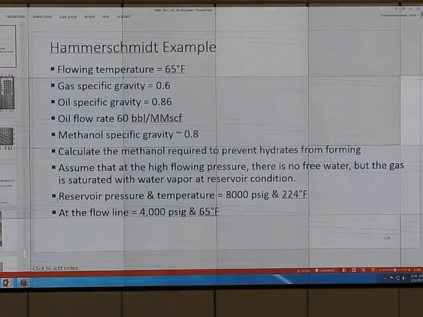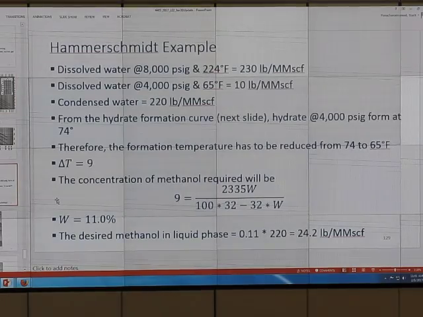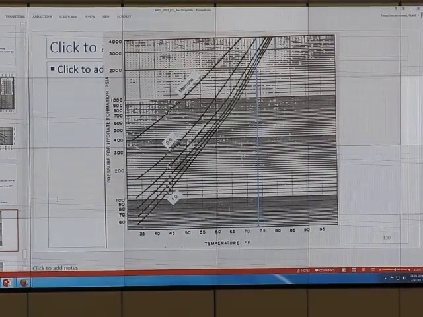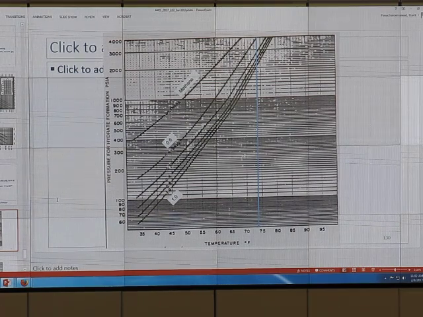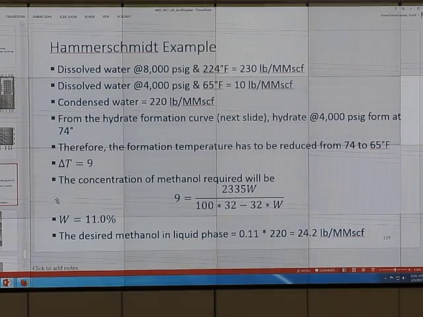So we have a flowing temperature of 68. Okay, that's a flowing temperature. And we know that from the hydrate curve, at the operating pressure of 4,000, hydrate forms at 74. So we want to move from 74 to 65, right? 74 minus 65 is 9. We put 9 into the Hammerschmidt equation.